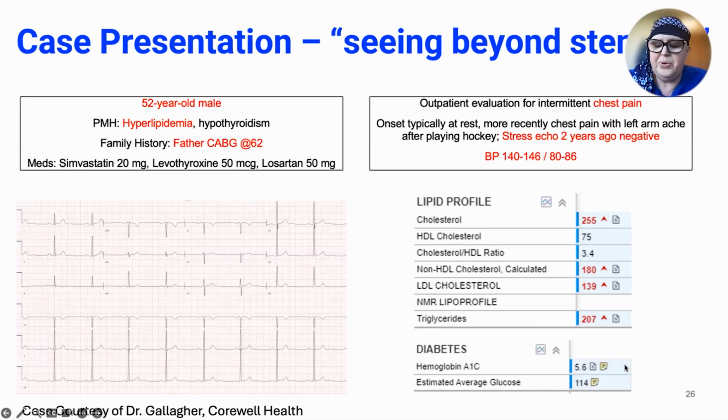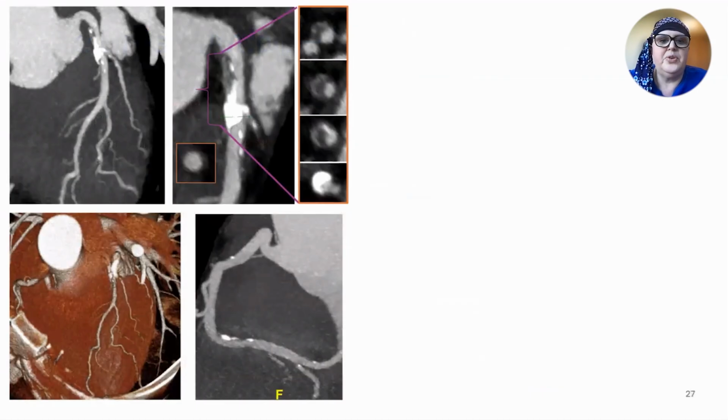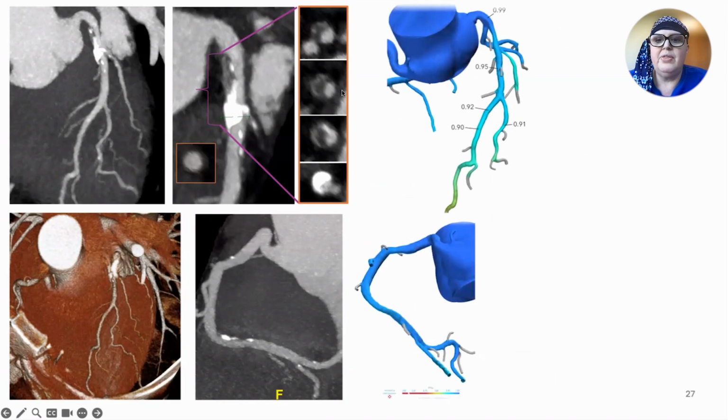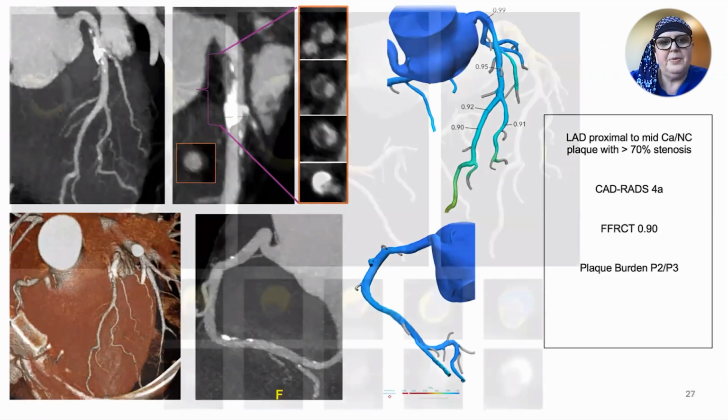When we look at his coronary CT angiogram, what you see is a very complex proximal to mid LAD stenosis. And when you look at the plaque, there are some high-risk plaque features that are present. The FFRCT was negative for lesion-specific ischemia. It was read as a severe stenosis with plaque burden of P2 to P3.